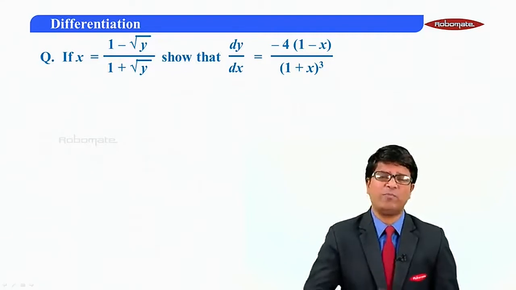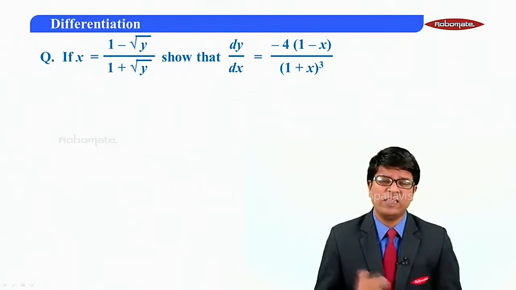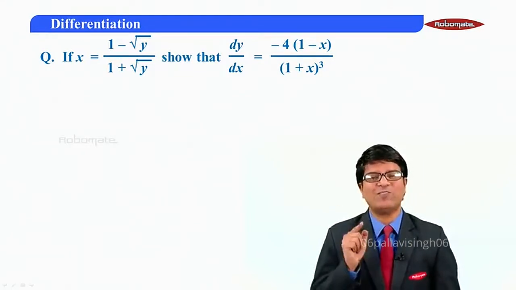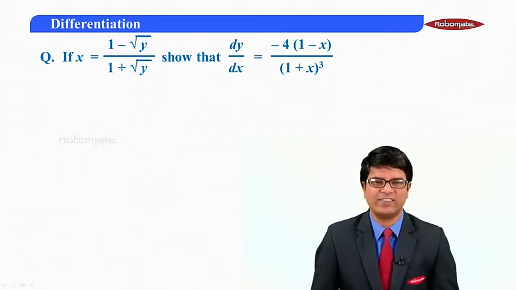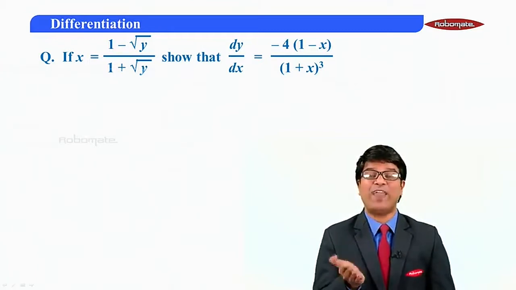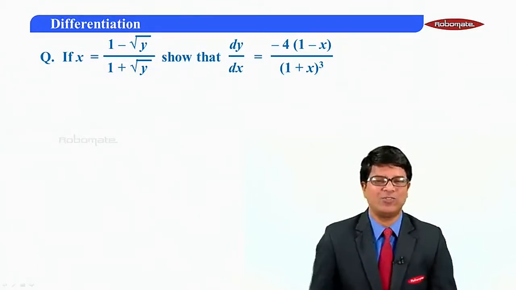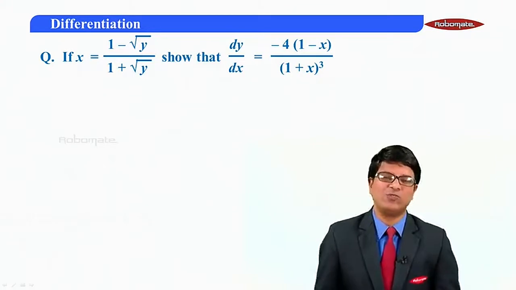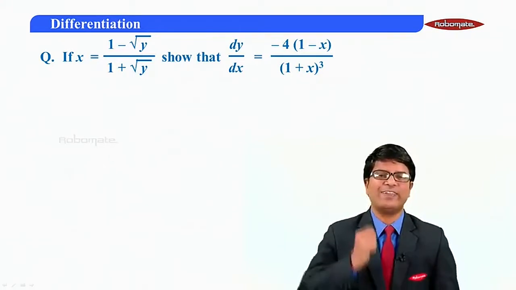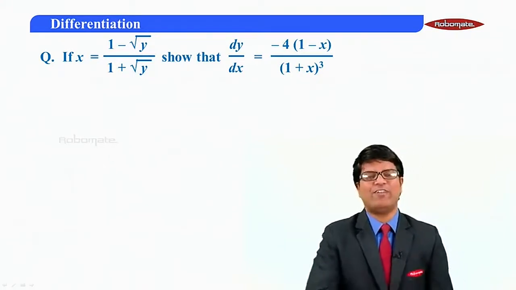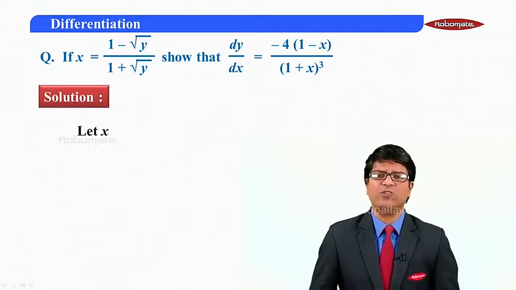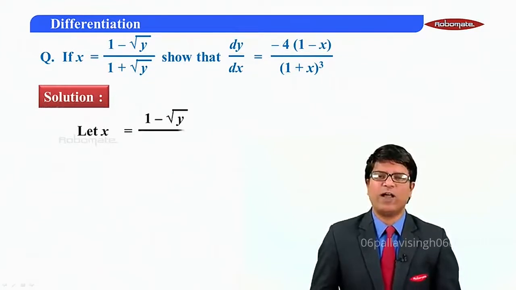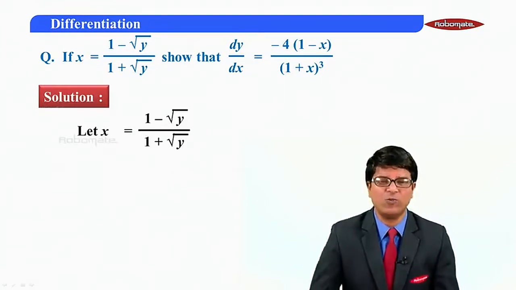A very important problem, my friends, because in the previous module, the function was y and we used to differentiate y as dy by dx. Over here, it is given in terms of x. X is 1 minus root y upon 1 plus root y. So we need to find y first and then differentiate. Let us start. Let x is equal to 1 minus root y upon 1 plus root y.